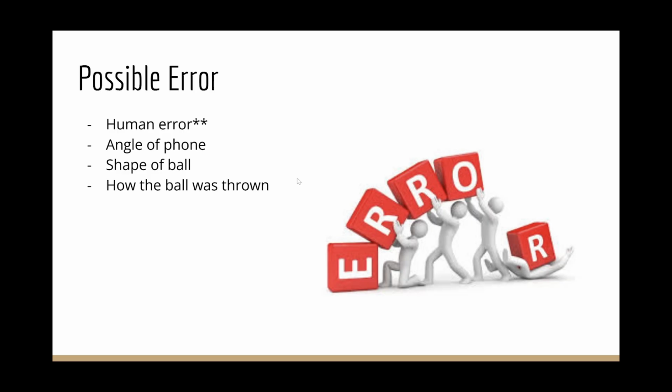Possible error. Any type of human error, whether it be rounding error or guess and check with a b value, is possible error. The angle of the phone: you can see in the picture that the angle of the phone was slightly downward, which made it hard to plot on the x-axis. The shape of the ball: certain parts of the ball could have had more surface area, which made the drag or air resistance act more on that part. And how the ball was thrown: if it was thrown downward or upward with a force, it may have been hard to tell the initial velocity. So those are all possible errors.